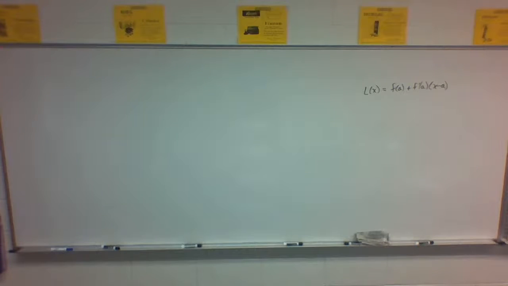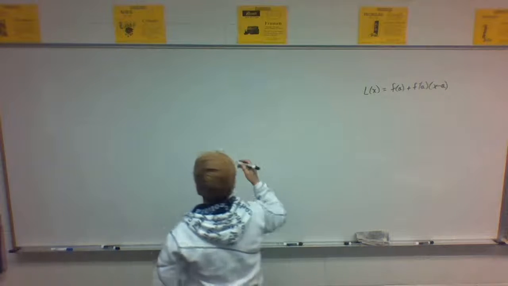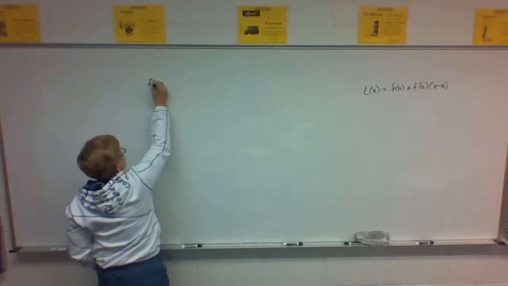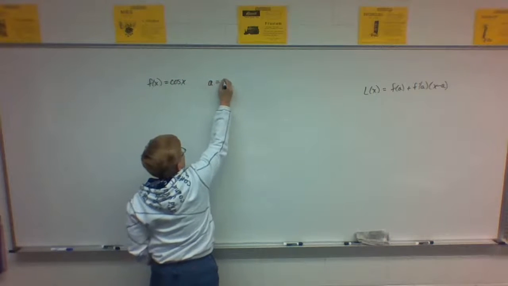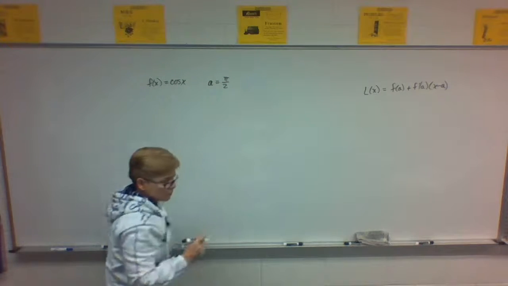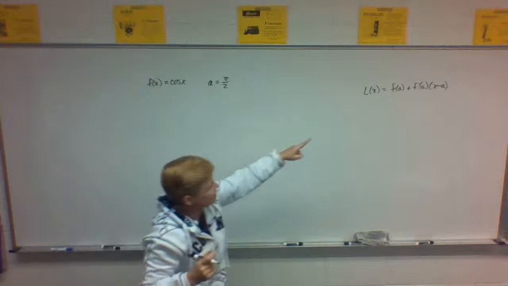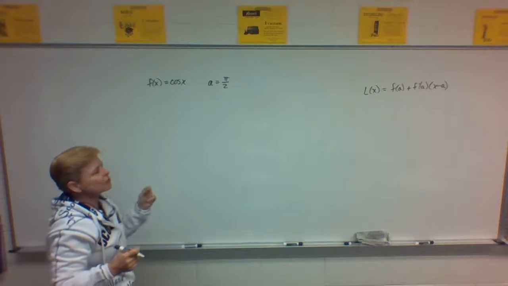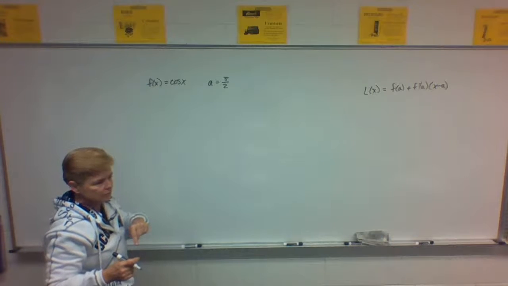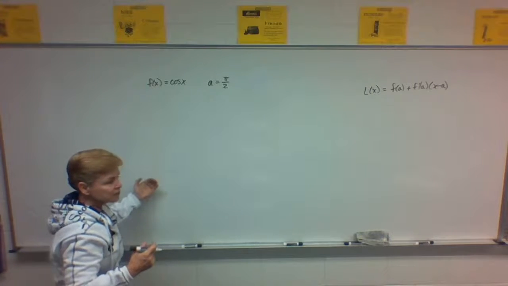So, example 2 says, find the linearization of f of x equals cosine x at x equals pi halves. Okay, let's do that first. So our function is cosine x, and our a is pi halves. In order to write that linearization, I need two things: I need to know what f of a is, and I need to know what f prime of a is. So I'm going to put those things in a list.